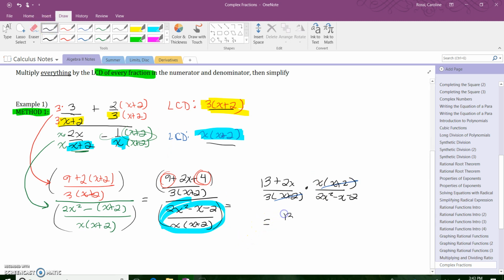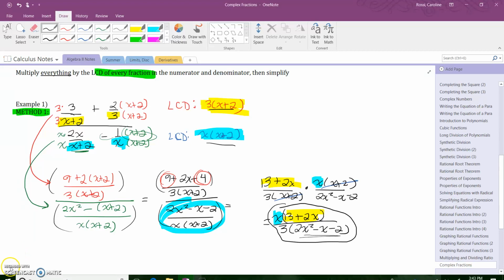So now I have 13 plus 2x all multiplied by x. I need those parentheses to indicate multiplying by x to this whole thing. Don't forget those parentheses. That's really important. Let's see, I have a 3 down here, and I have a 2x squared minus x minus 2. And we're done. If you were to try to factor this, nothing would cancel on the numerator, so you are good to go to leave it like that.